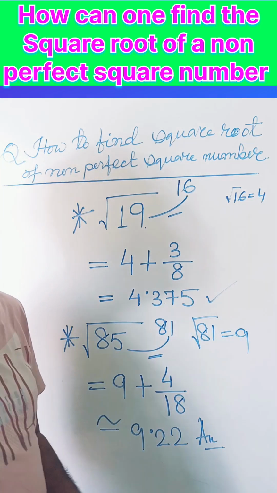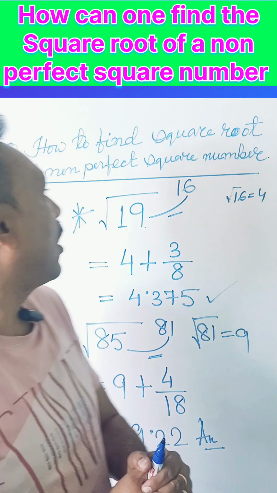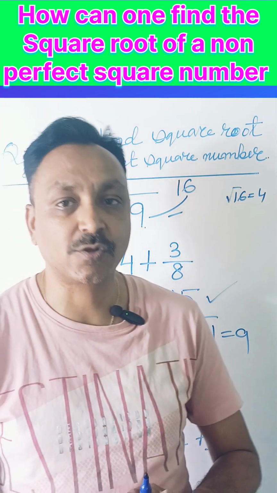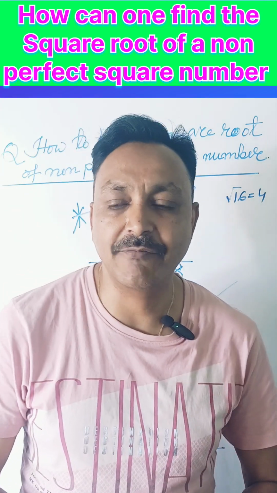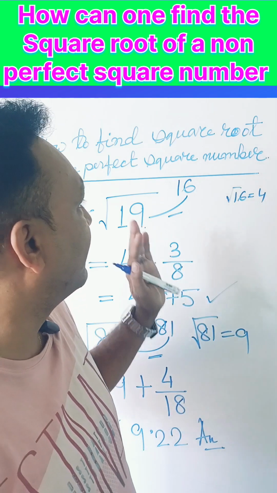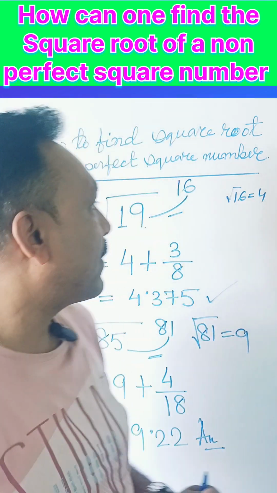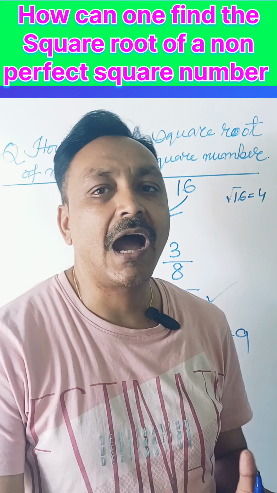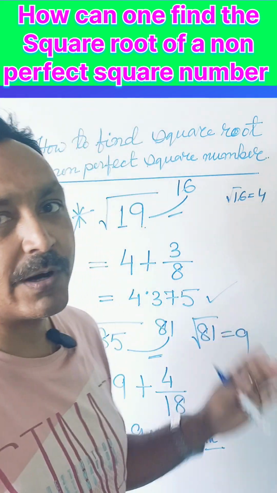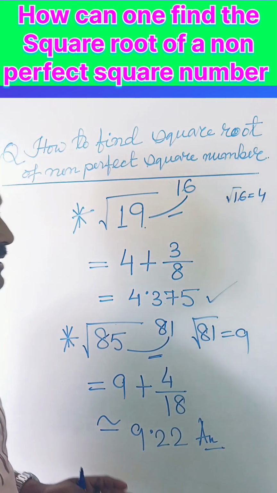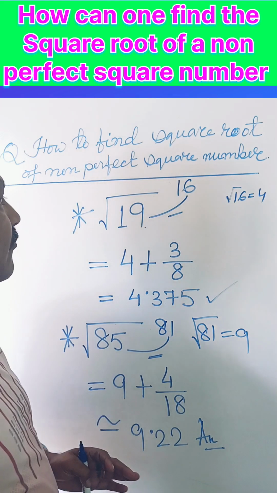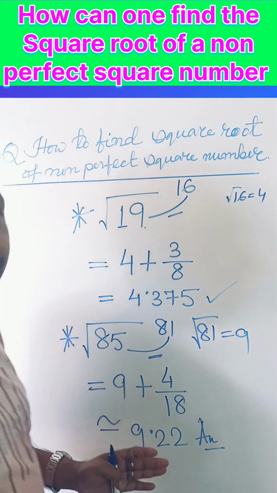In that way, you can easily find the square root of non-perfect square numbers. Students have to know both. You have to learn both systems: how to find the square root of a perfect square number, and also how to find the square root of a non-perfect square. By these techniques, you can easily find the square root of non-perfect square numbers.